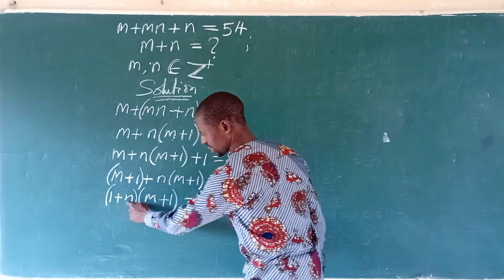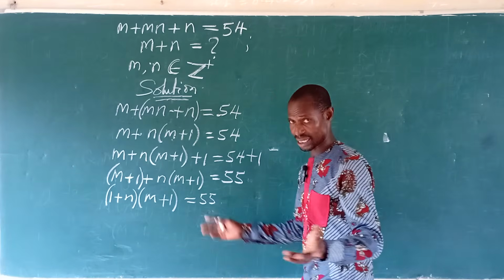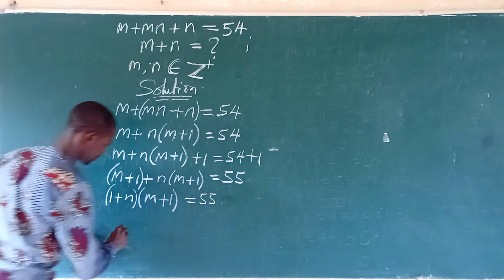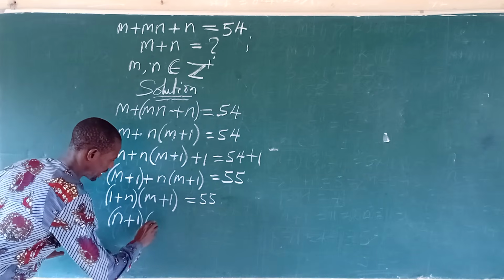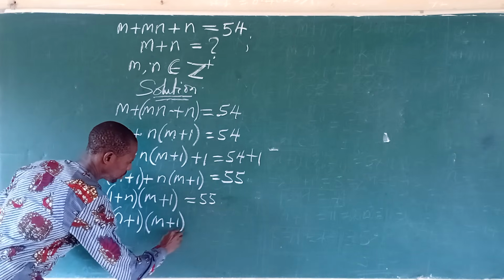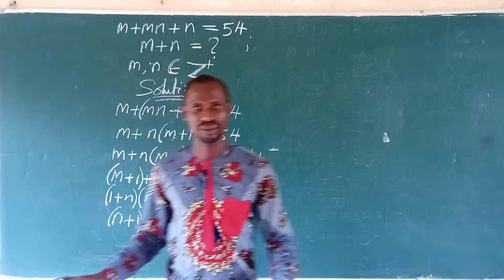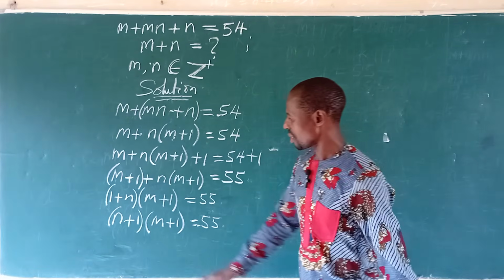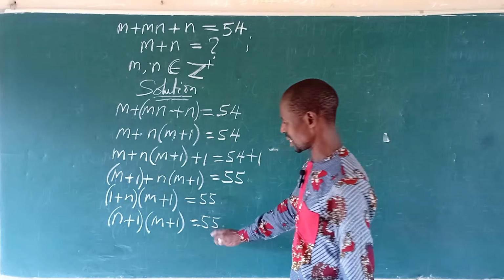Now I can rewrite this. I can bring this one this way, I'll take this n this way. It's still the same thing. And so rearranged, it is going to give us n plus 1, then bracket m plus 1, equal to 55. Simple.